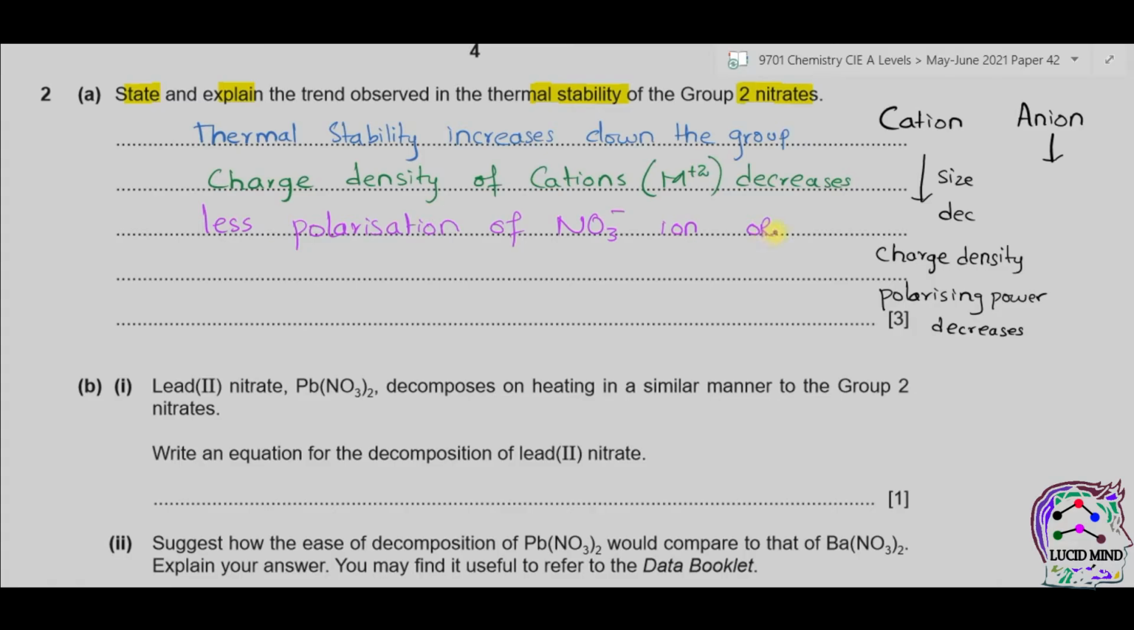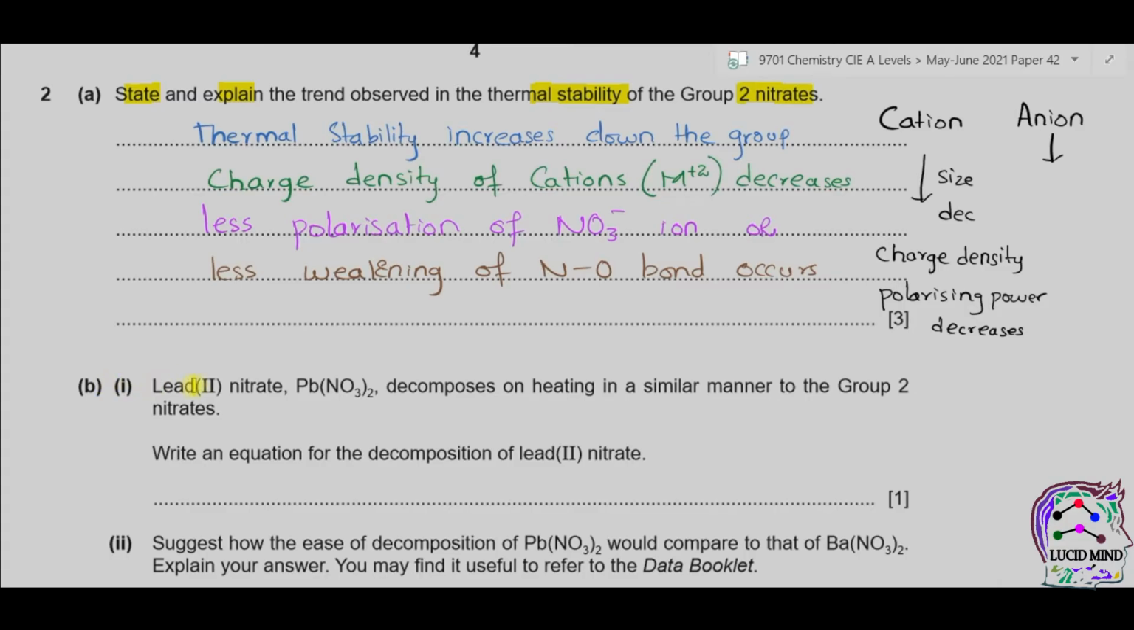Or you can also say that less weakening of nitrogen-oxygen bond. So nitrogen-oxygen bond will break less, so thermal stability will increase.